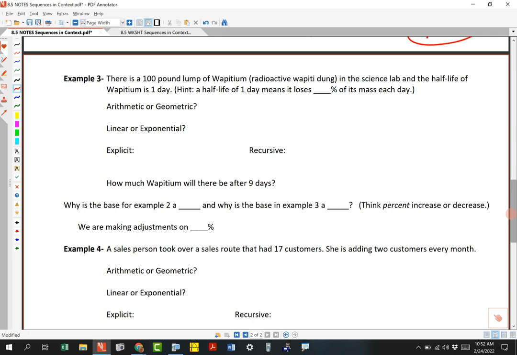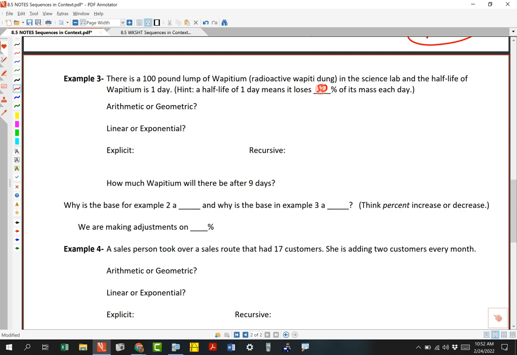There's a 100-pound lump of wapitium. That's radioactive wapiti dung. True story. Sure it is. Okay. In the science lab, and it has a half-life of 1 day. Remember what that means is every day, half of it decays away, disappears. Good thing in this case. Half-life means it loses 50% of its mass every day.